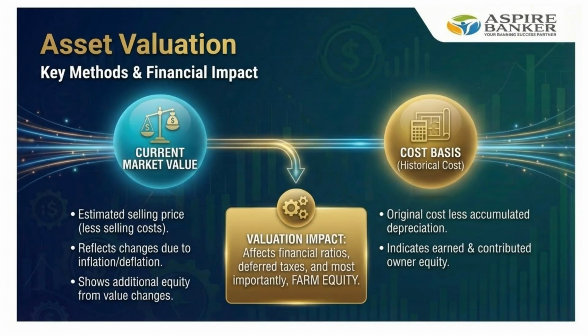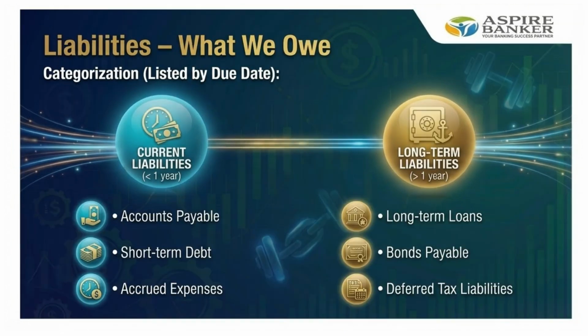Asset valuation is crucial. The two common methods are current market value and cost basis. Market value reflects the estimated selling price, including changes from inflation or deflation. Cost basis is the original cost less depreciation, indicating earned owner equity.